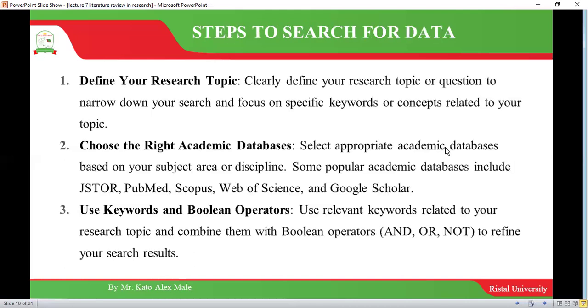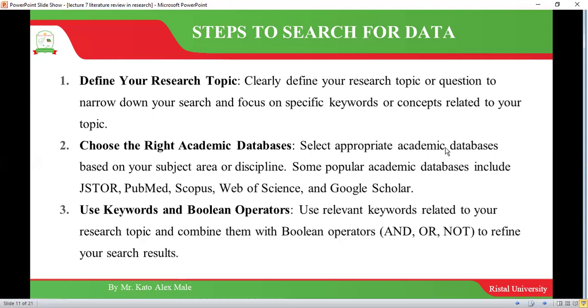Then we go to the steps to search for data, the steps that you would follow when searching for your data. Number 1, define your research topic. This requires you to clearly define your research topic or question to narrow down your search. You must know the problem under investigation, and that's what you're going to consider as a keyword when searching for this data. I'm going to show you how you can better do that. Then to narrow down your search and focus on specific keywords, I've told you that.